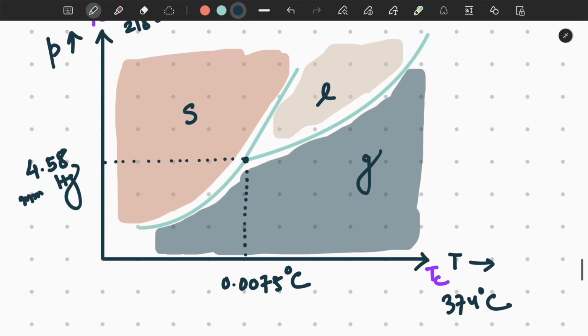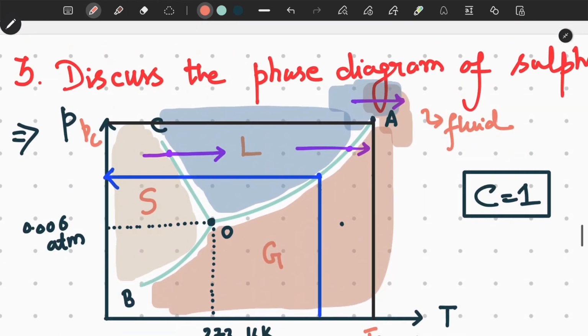Here also you can calculate the degrees of freedom. In the areas, the phase is only one, so obviously the degrees of freedom will be two. In the lines, the phases are two, so the degrees of freedom will be one. And at the triple point, the degrees of freedom will be zero, because all three phases are there. So it is O, A, B, C, V.